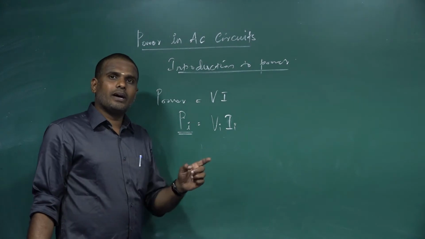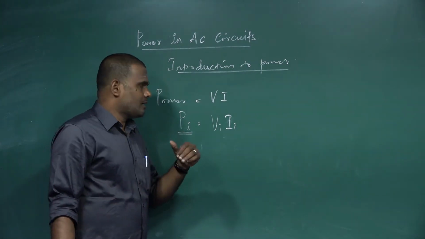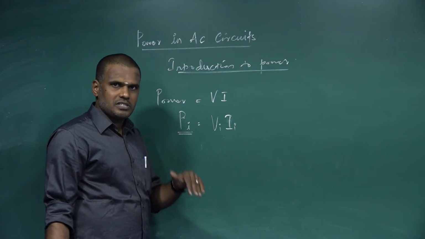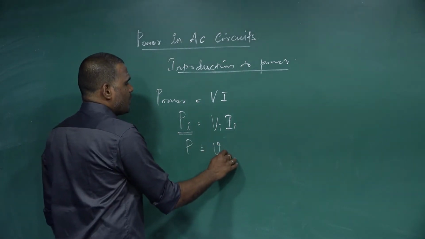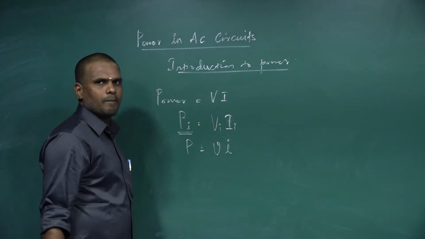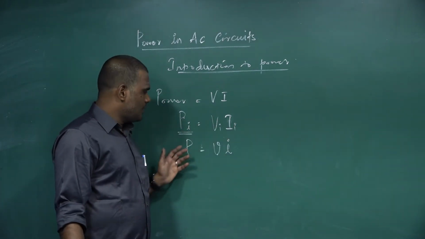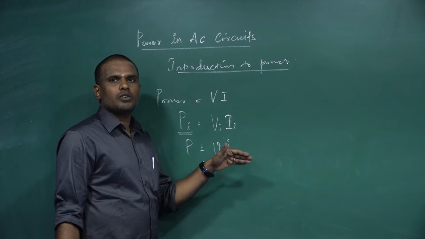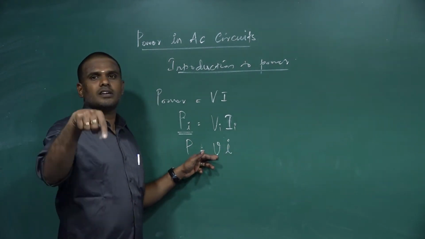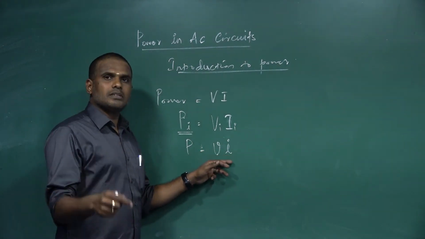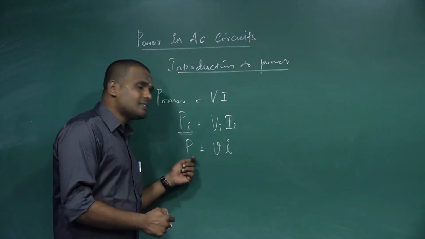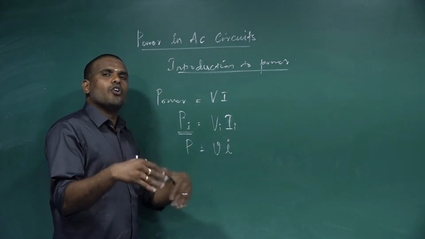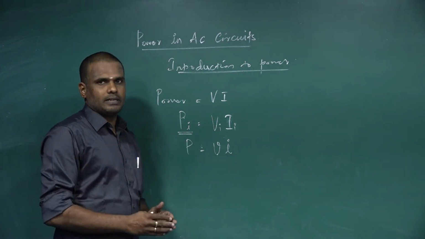As explained for the notations of instantaneous voltage and instantaneous current, I can write P equals small v into small i. Small v represents instantaneous voltage. Small i represents instantaneous current. I am taking the product of these two. What will be the result? Instantaneous power. Then you go for an average over one complete cycle.